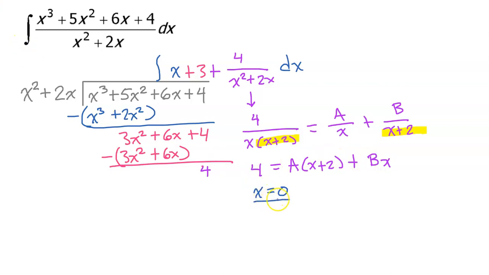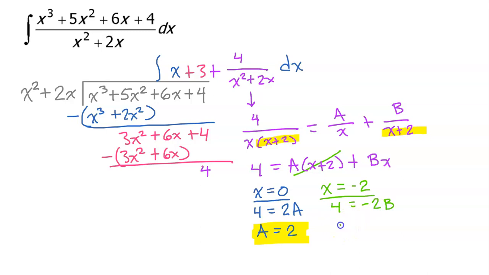If we let x equal 0, it cancels out the second term. So we are left with 4 equals, and then if x is 0, then we really just have 2a. Dividing both sides by 2 gives us a is equal to 2. If we let x equal negative 2, it cancels out the first term. So we are left with 4 is equal to b times negative 2. In other words, negative 2b. Dividing both sides by negative 2 gives us b equals negative 2.